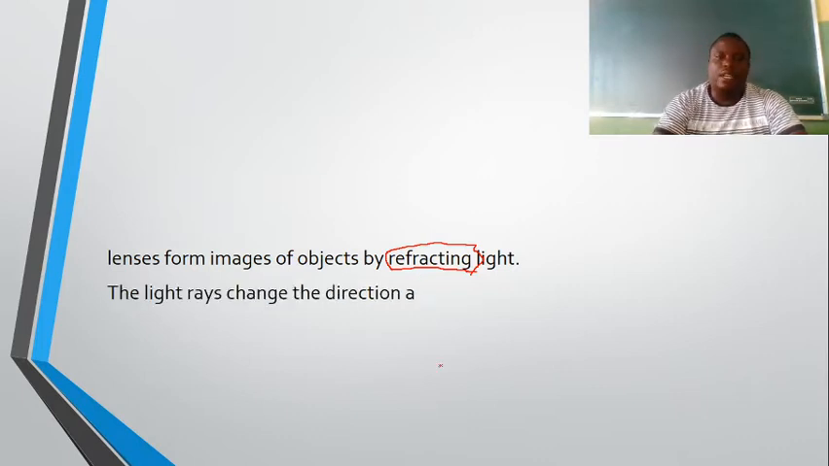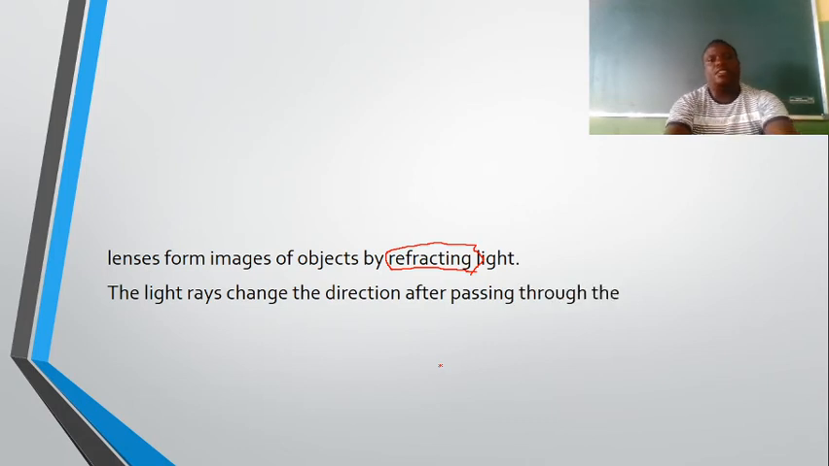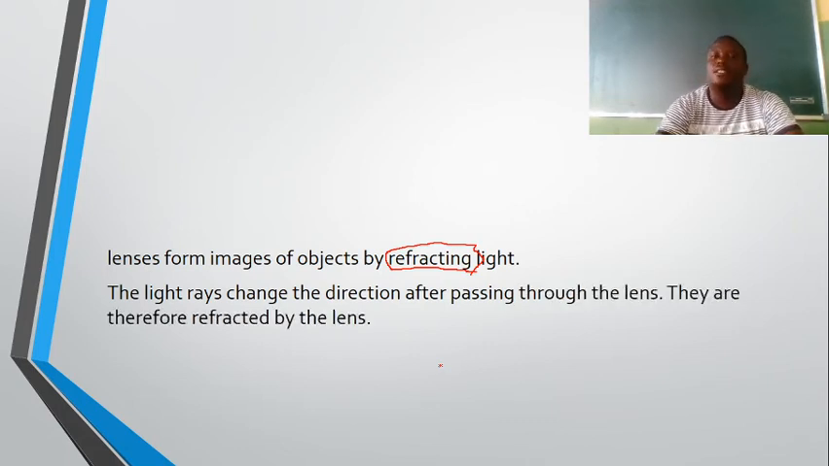So the light ray changes direction after passing through the lens. It means that they undergo refraction. This is the reason why we say refraction, because they change direction when they pass through. It's not reflected, but they pass through the lens. It means that the direction is changed when they strike the surface of what? The surface of the lens.